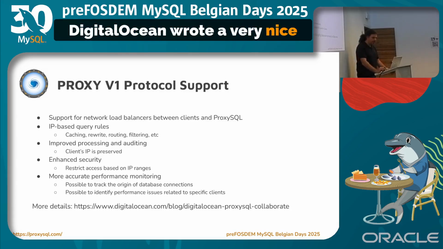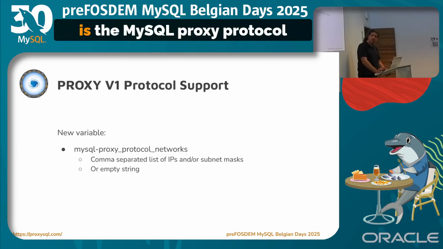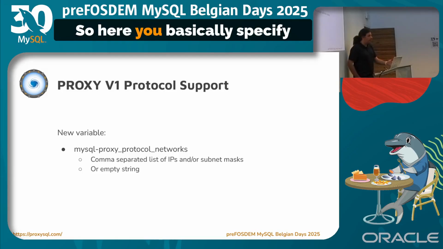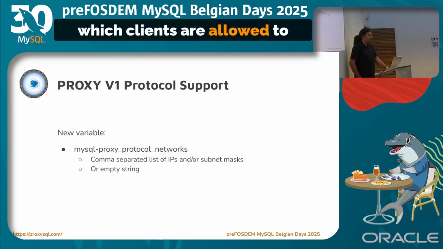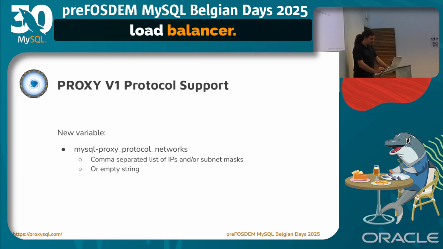DigitalOcean wrote a very nice blog post detailing all this. For the proxy protocol, we introduce one new variable, the MySQL proxy protocol network. This is a comma-separated list of IPs or subnet masks. So here we basically specify which clients are allowed to connect to ProxySQL using the proxy protocol. In other words, the IP or the IP range of the network load balancer.